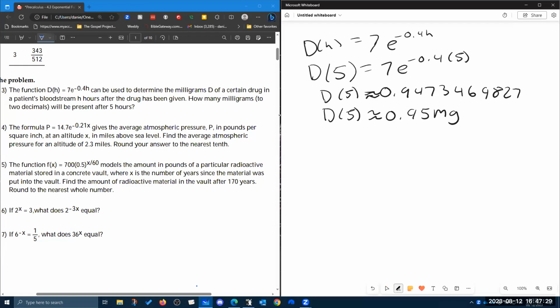The formula P equals 14.7 e to the negative 0.21x gives the atmospheric pressure in pounds per square inch, that would be PSI as a way to abbreviate that, at an altitude x, in miles above sea level. So find the average atmospheric pressure for an altitude of 2.3 miles above sea level.